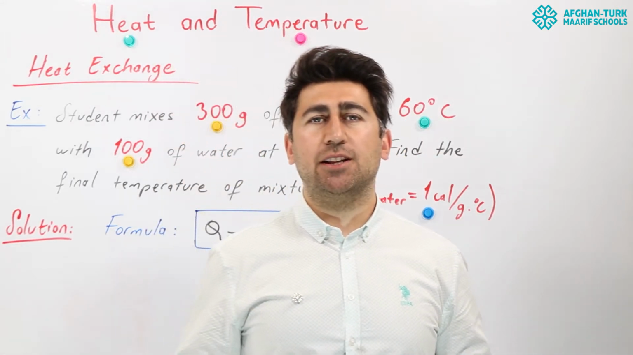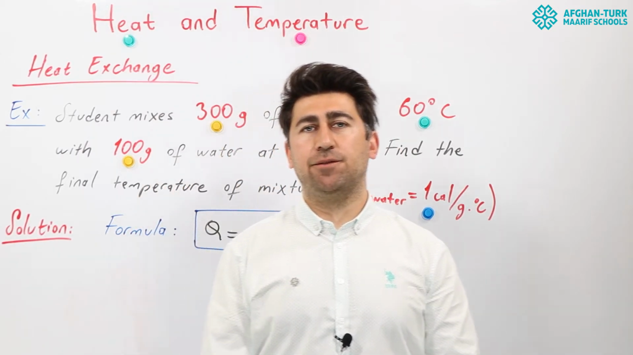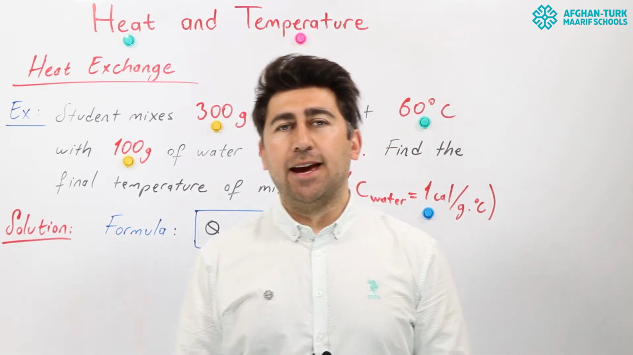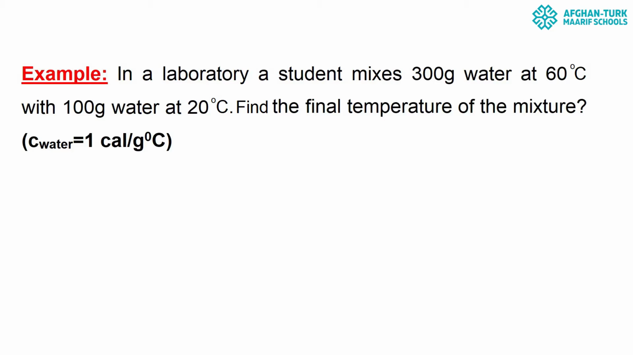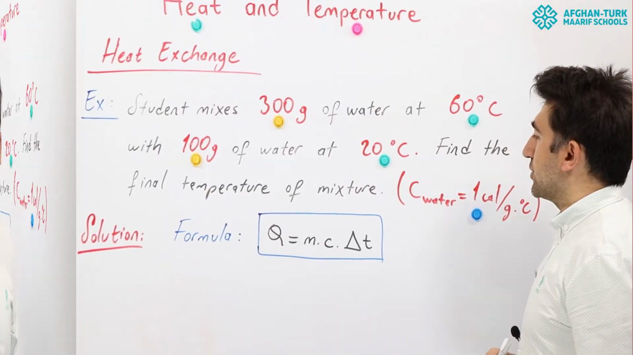Let's just imagine what happens if we mix two different cups of water at different temperatures. The example says in a laboratory a student mixes 300 grams of water at 60 degrees Celsius with 100 grams of water at 20 degrees Celsius. Find the final temperature of the mixture.